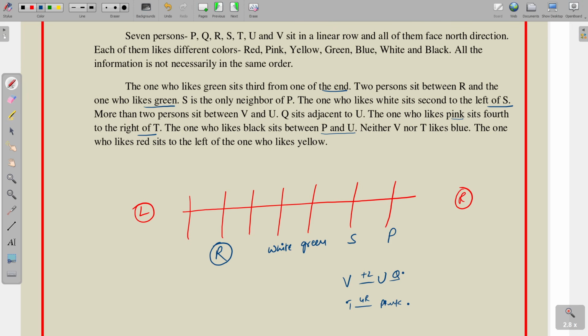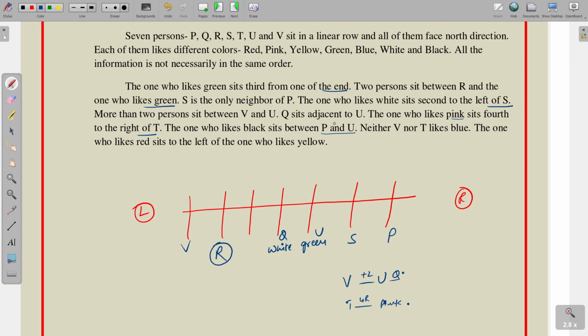So see, let us look at the possibilities here once. More than 2 persons sit between V and U. So more than 2 persons. So where can we place U? Suppose if we place V here, because who is the immediate neighbor of U, that is Q. So V, 1, 2 and 3. Suppose if U is placed here, Q is the immediate neighbor, that is Q likes white color. Okay, it is one possibility.